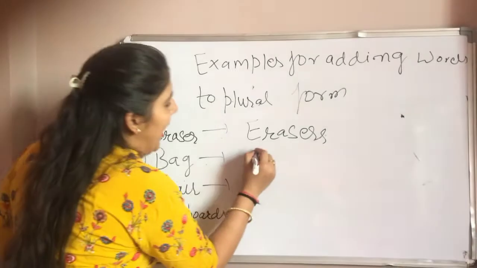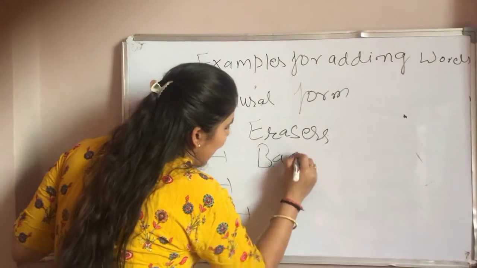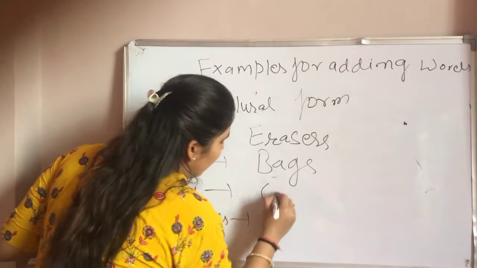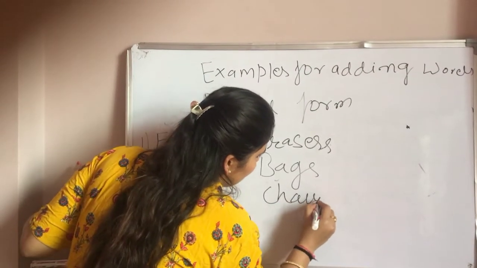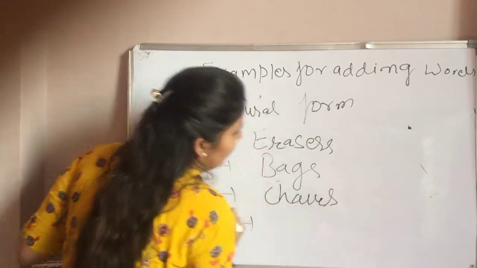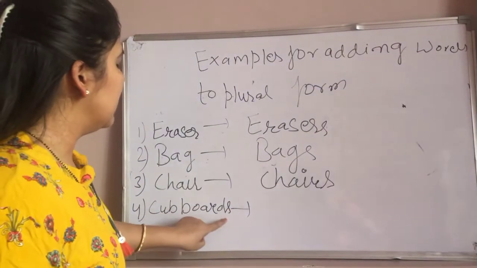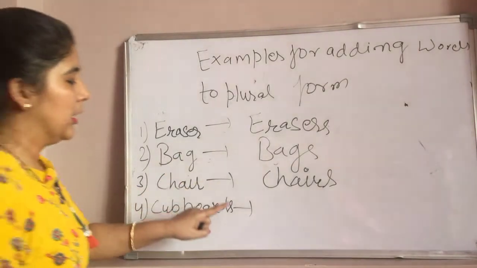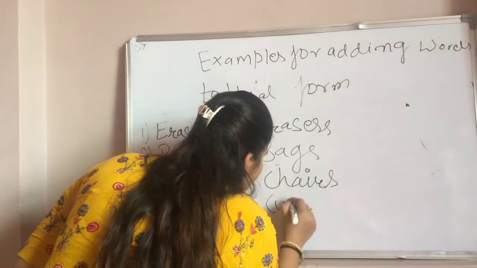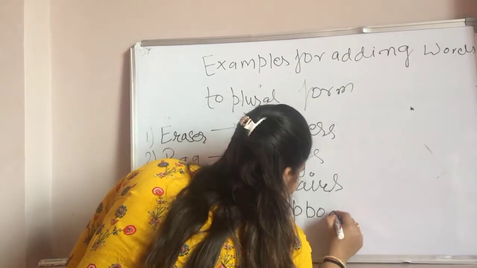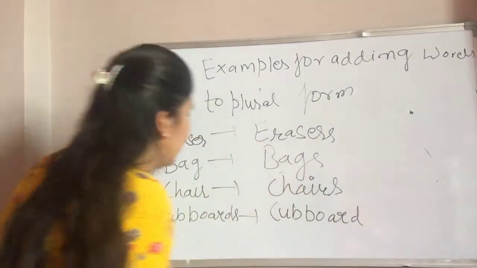Now next is bag. Then what is this? Bags. Okay. Now chair. Then what is this in plural? Chairs. This is plural because there is s. So to make it singular, what do we do? We remove the s. So it makes cupboard. Okay guys.